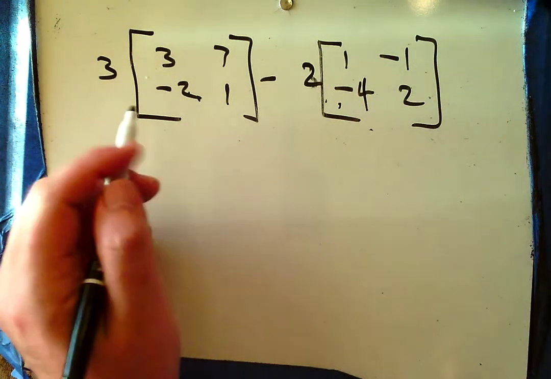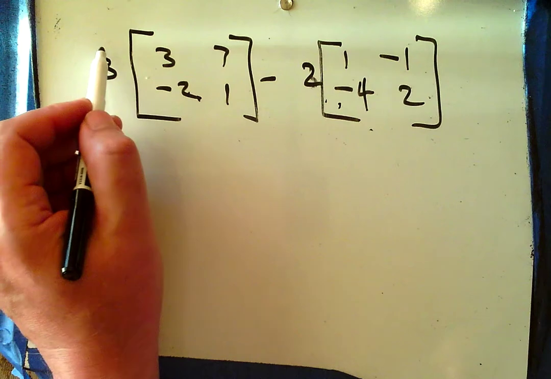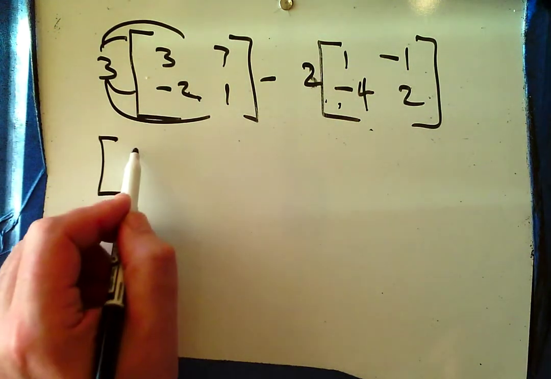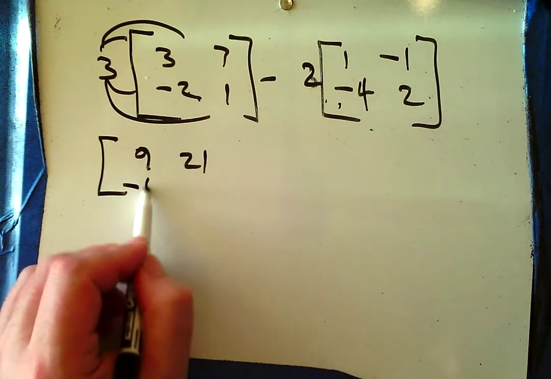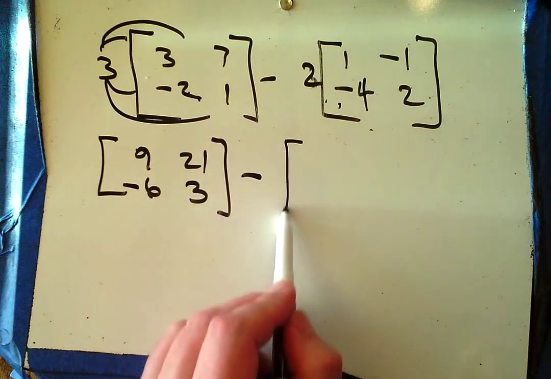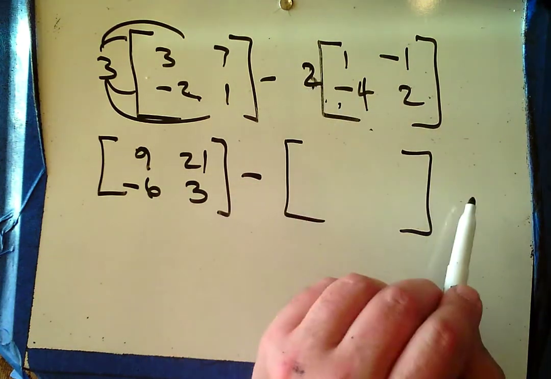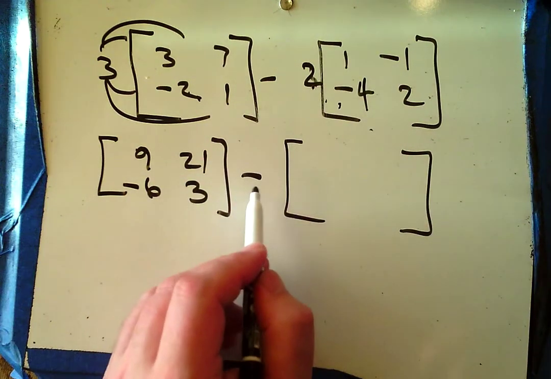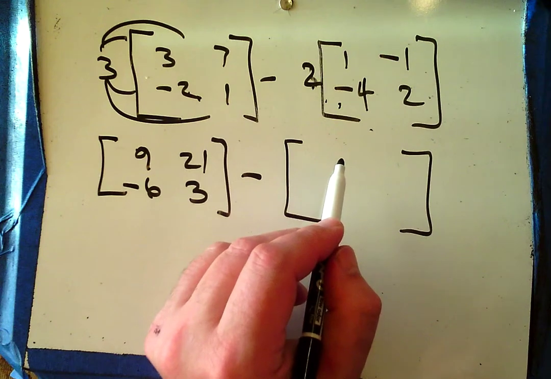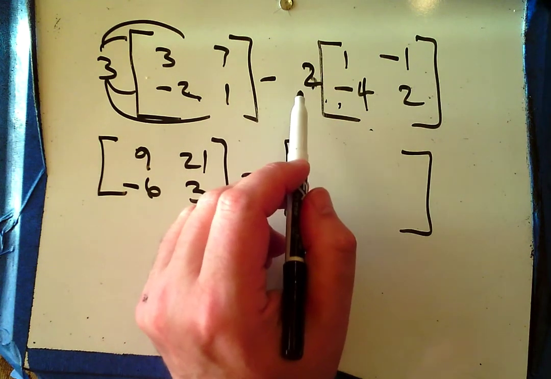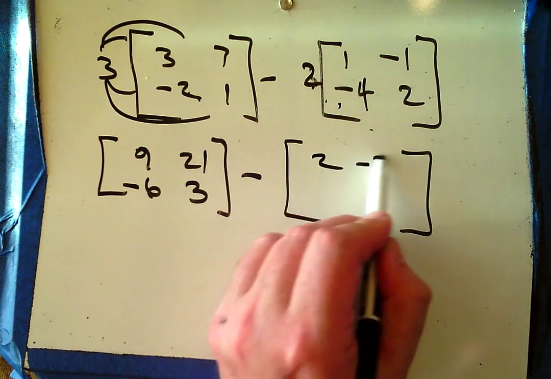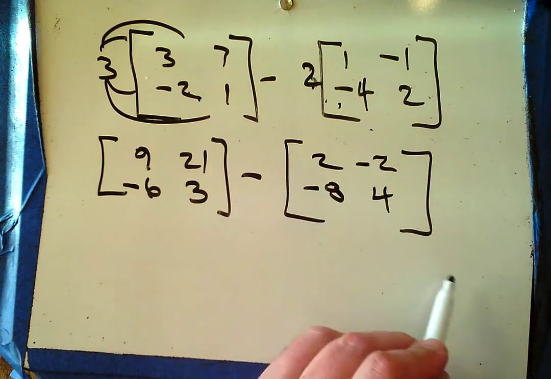Welcome back. So I'm going to first apply the scalar by distributing that 3 everywhere. So now I'm going to have 9, 21, negative 6, and 3, minus, and I'm going to apply the scalar 2 everywhere. I guess you could apply negative 2 and then add these if you like. But that kind of confuses students in my experience. So I'm just going to distribute the positive 2 to each of the cells. And so I'm going to get 2, negative 2, negative 8, and 4.